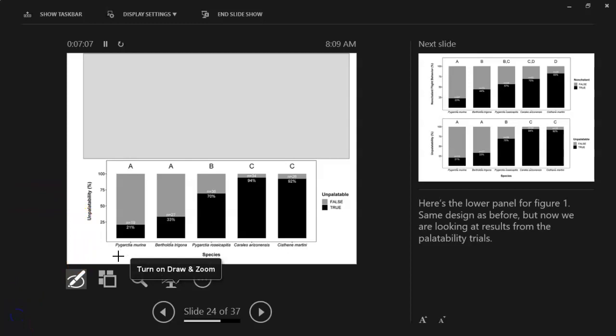Once again, we have our species arranged here on the x-axis in the same order that we had in the top panel. And we've got percentage of moths that were classified as being unpalatable on the y-axis. The numbers here again represent sample size and our outcomes.